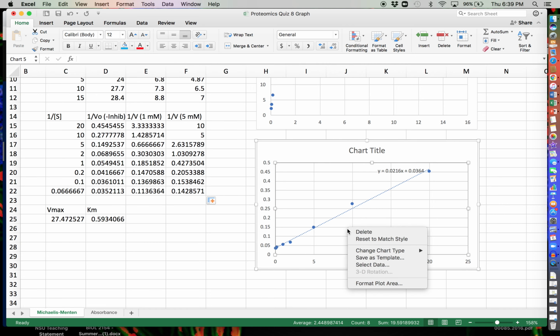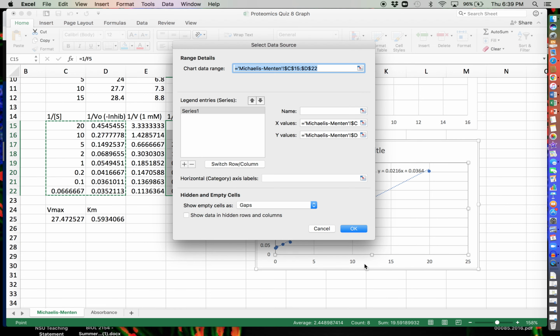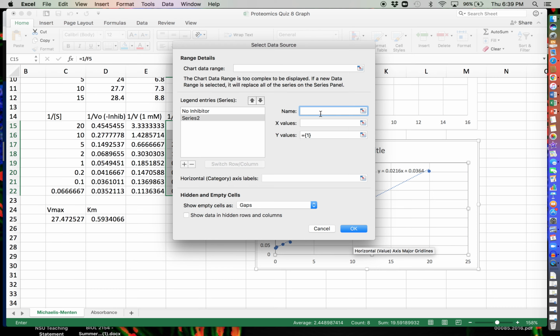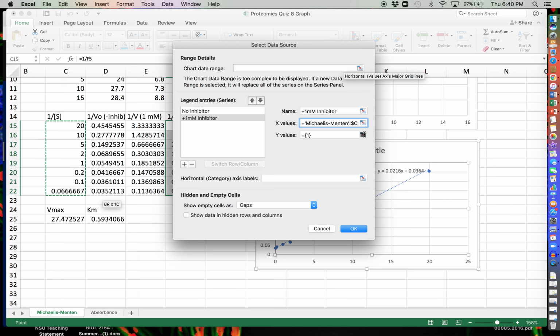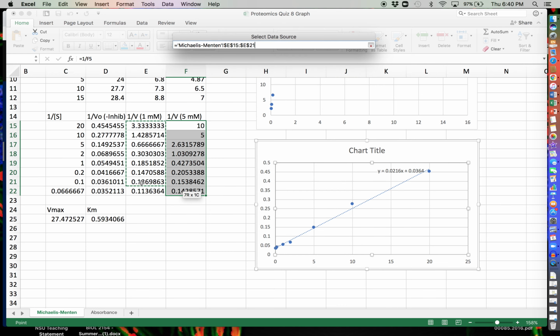The way that you do this is you want to go to Select Data. I right-clicked on the chart, so I want to go to Select Data. I already have Series 1 plotted here, so this is no inhibitor, so I'll go ahead and update that so it indicates that on the plot. And I'm going to create 2 new series. The first series we'll say is plus 1 millimolar inhibitor. There we go. I'm going to select my X values. That's going to be our 1 over S values right there. And then for the Y values, I want the 1 over V naught values for that particular concentration.